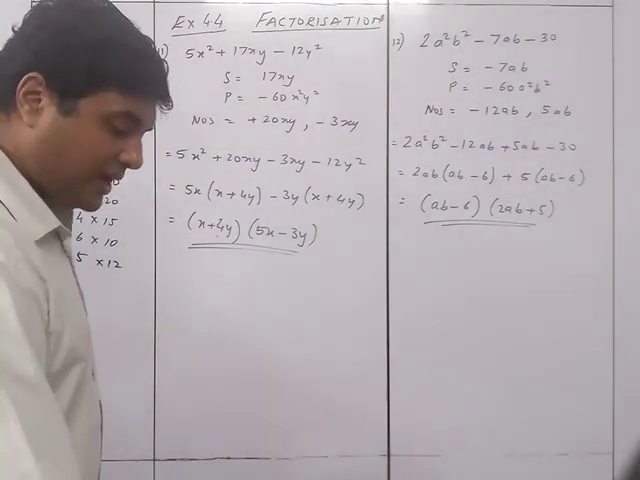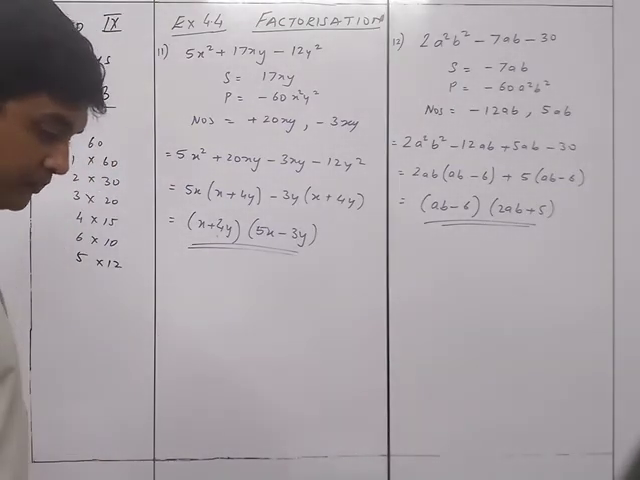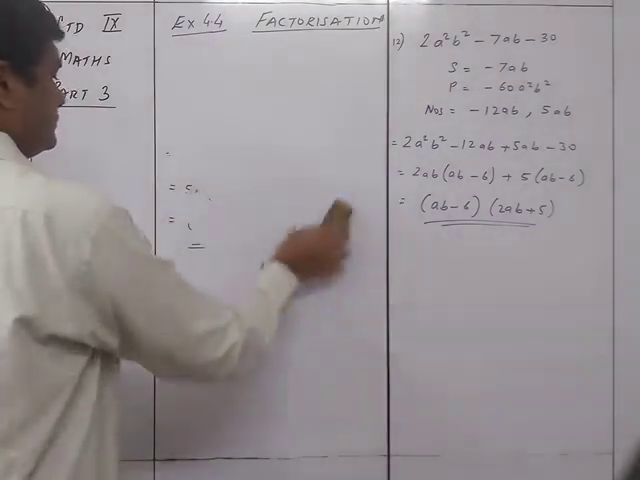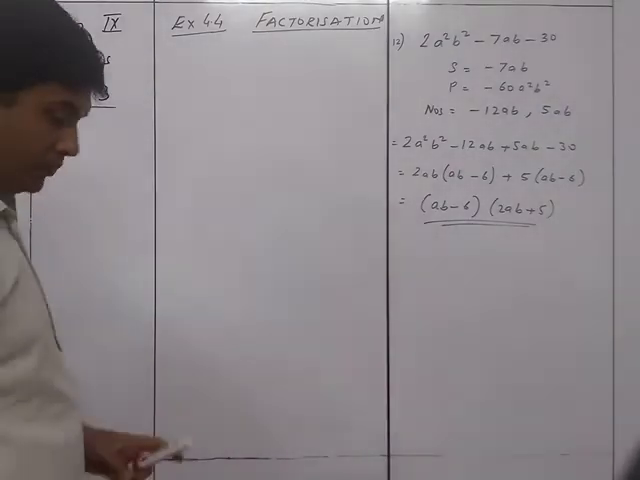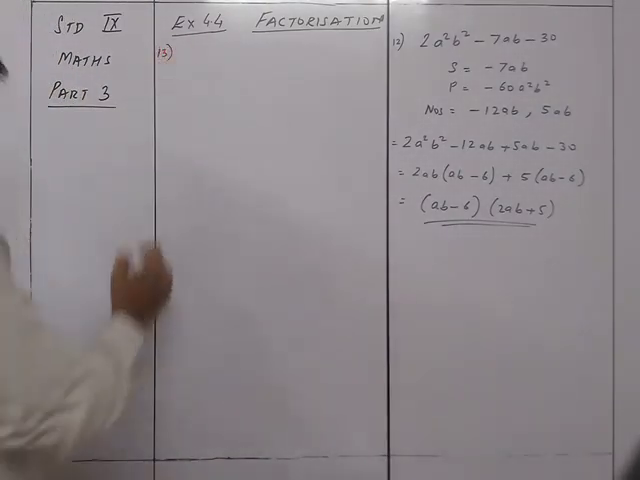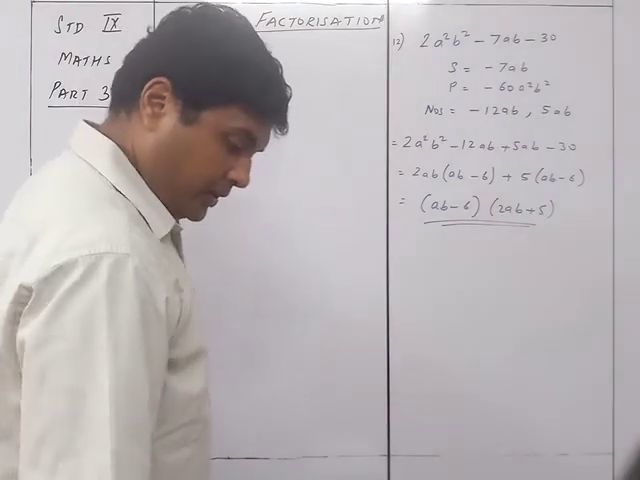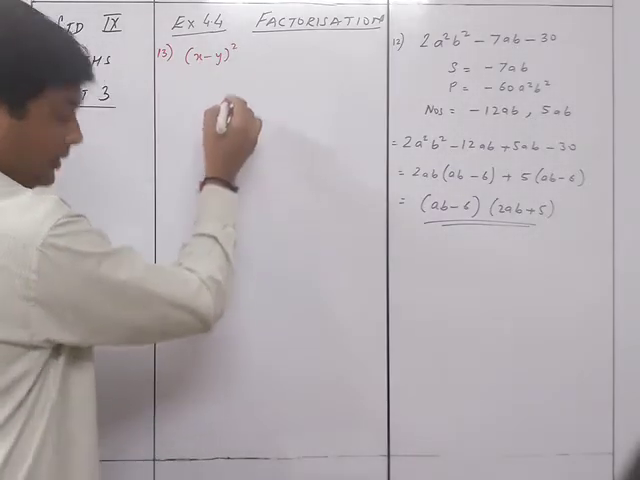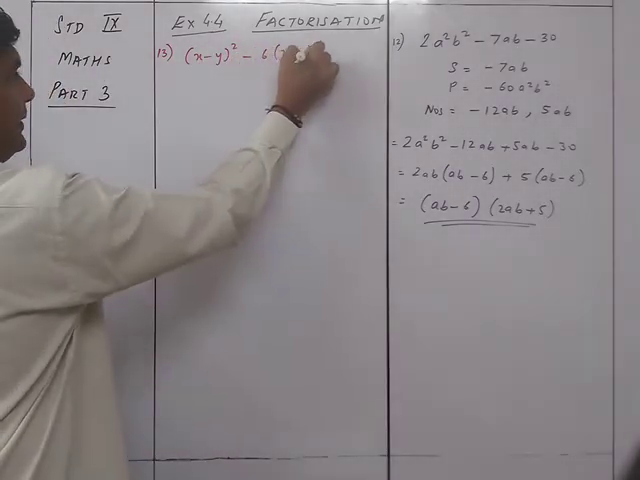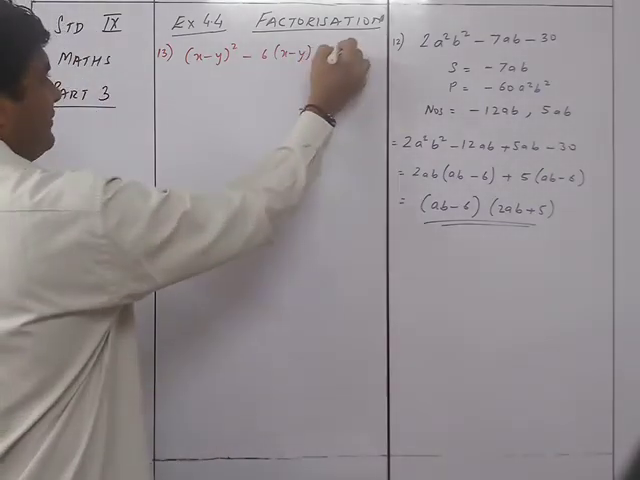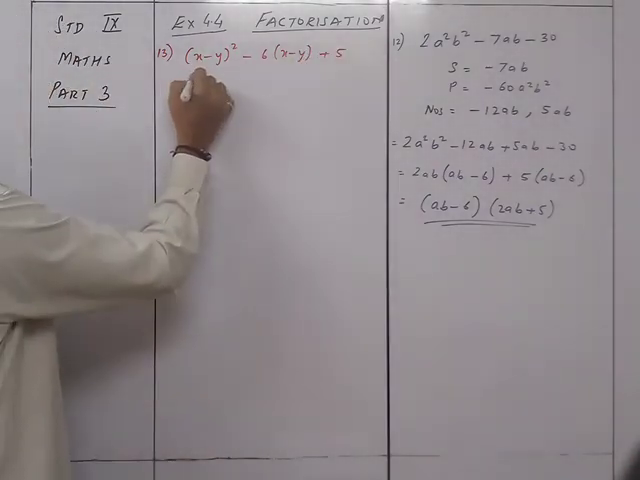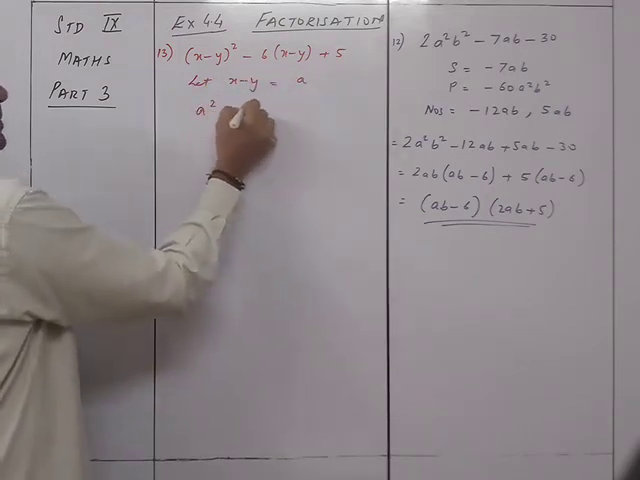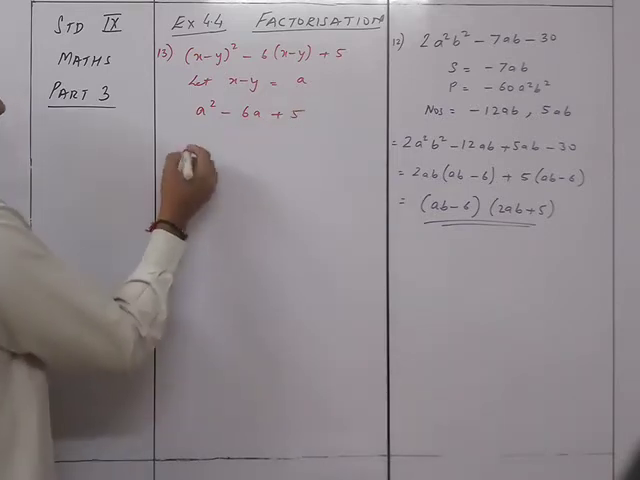We now move on to sum number 13. So sum number 13. It is x minus y the whole square minus 6 times x minus y plus 5. So to just make it simple, let x minus y be equal to a. So the equation becomes a square minus 6a plus 5.